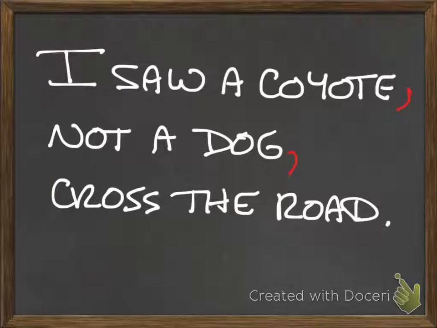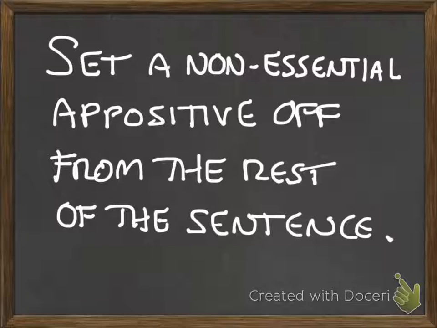Again, you can hear it. Here's where a natural pause comes. I saw a coyote, not a dog, cross the road. Now it's going to get a little more complicated, and bear with me because it'll kind of make sense by the time we get to the end.